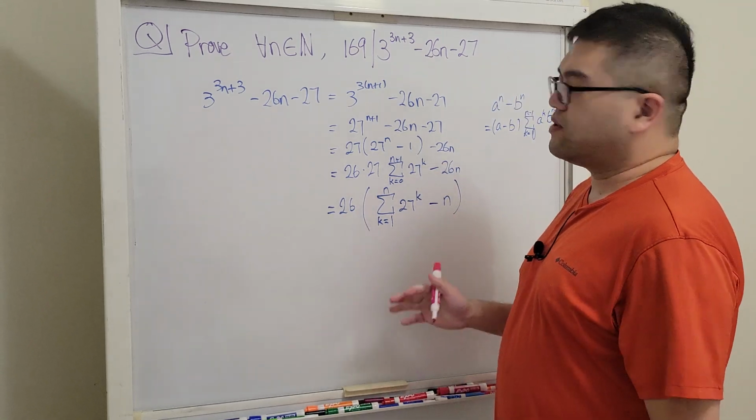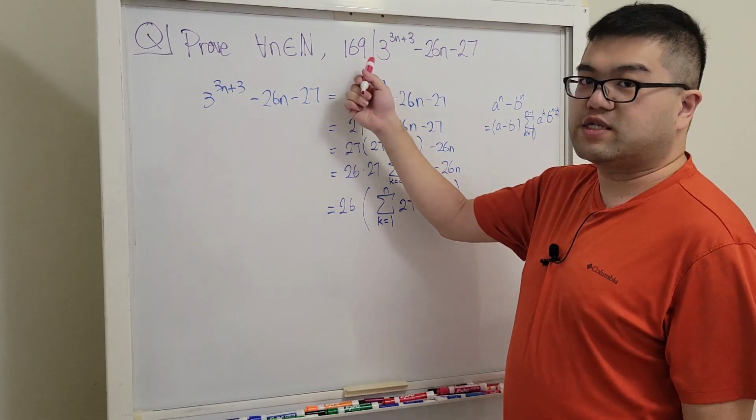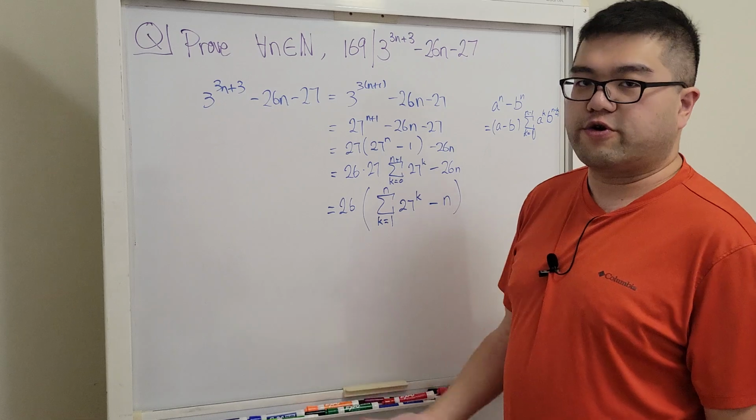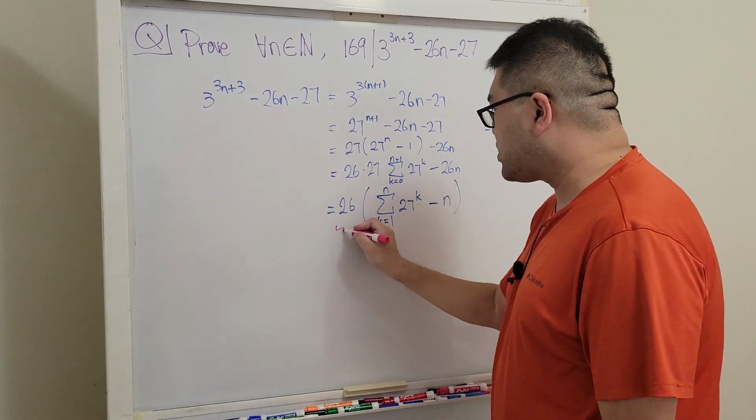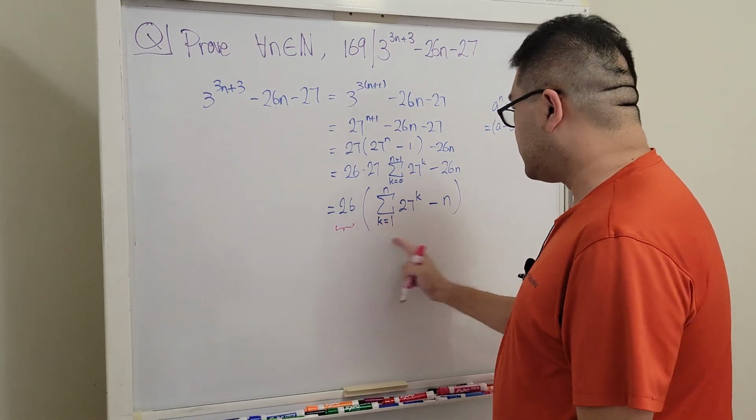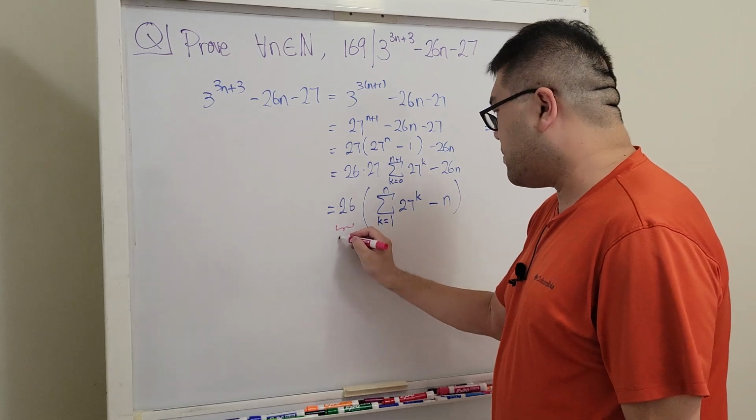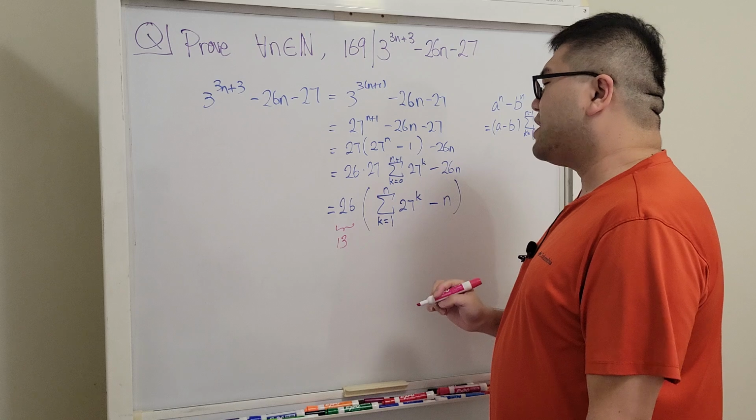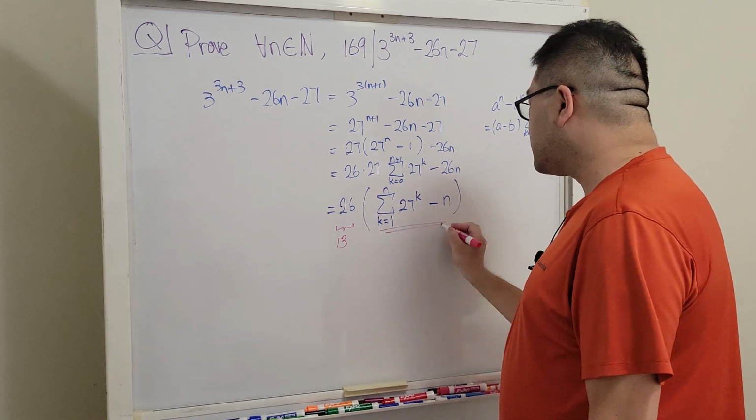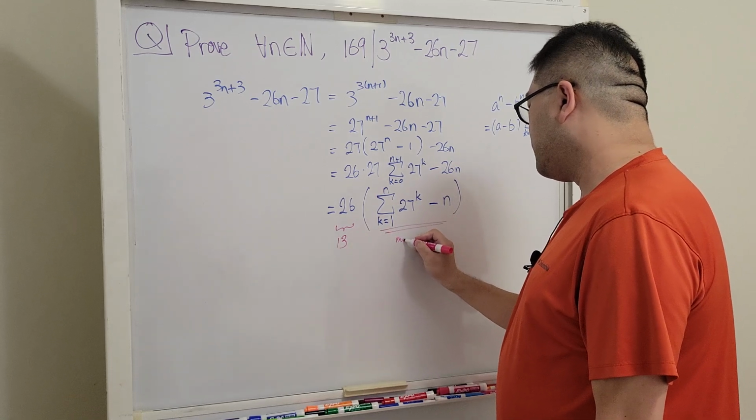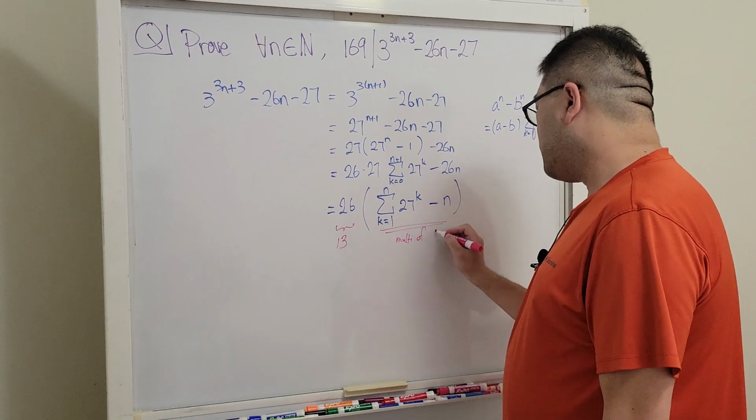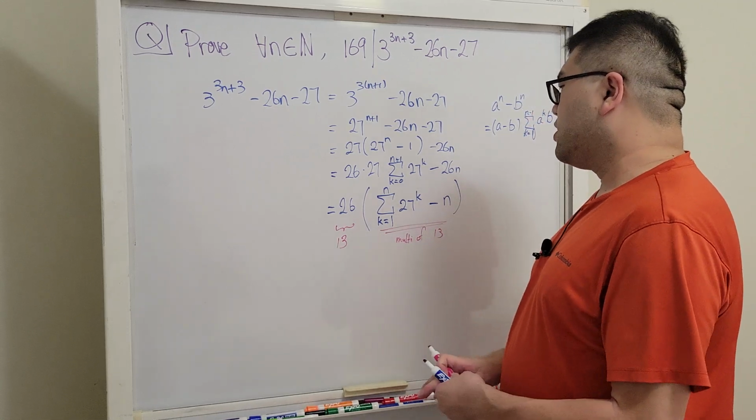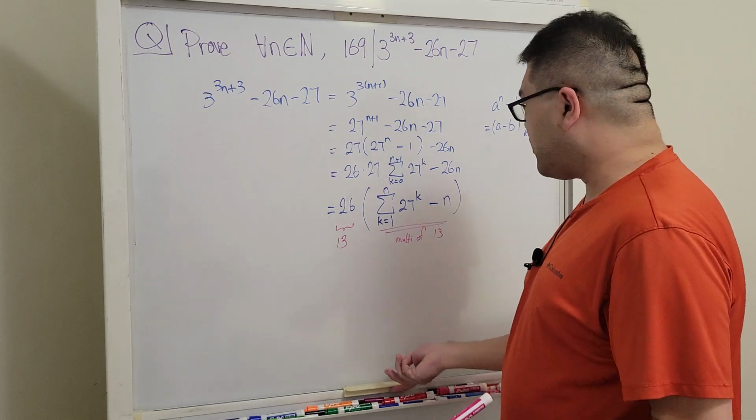Now, why do we want to say that? Because we want to show that it's a multiple of 169. In fact, it is the same as 13 squared. So now what we have here is that this whole expression is a multiple of 13. So it is now sufficient to show that this is also a multiple of 13, so that we will be able to complete the proof. How do we do it? Let's move on to the next board.